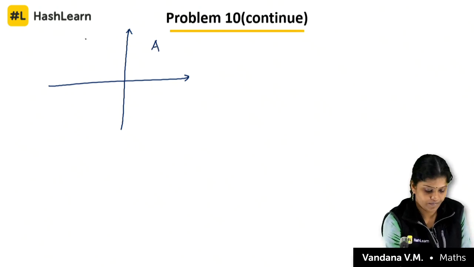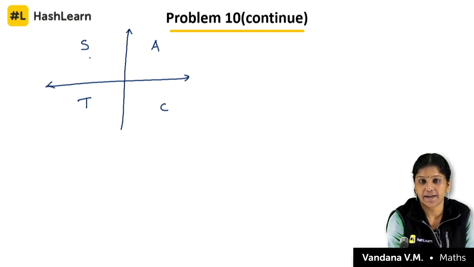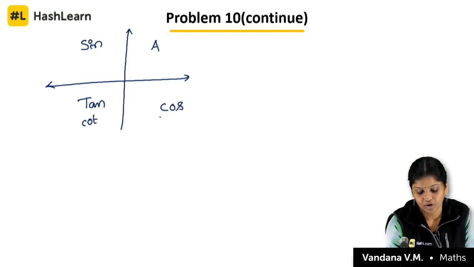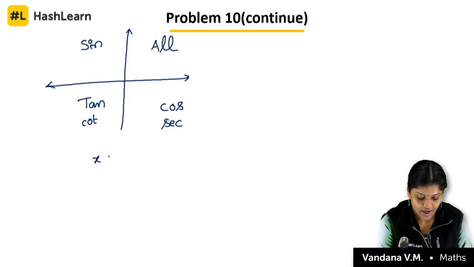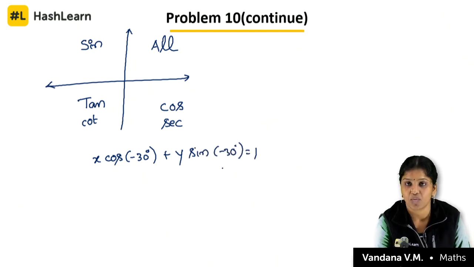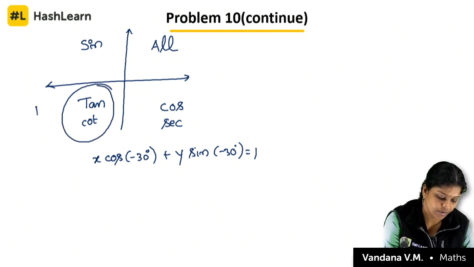ASTC rule: all. In the second quadrant, sine is positive. Third quadrant, tan and its reciprocal is positive. Fourth quadrant, cos and its reciprocal is positive. Here all are positive. What I got is the equation x cos of minus 30 degrees, y sine of minus 30 degrees is equal to 1. But both sine and cos are negative only in the third quadrant, isn't it?